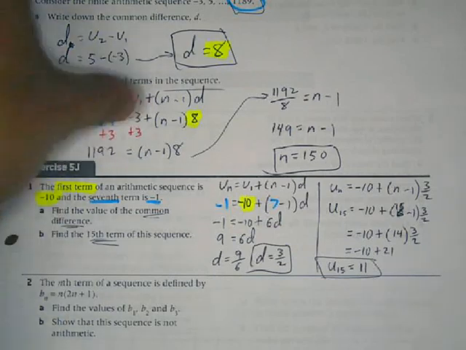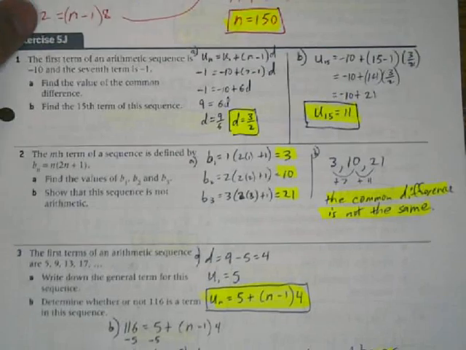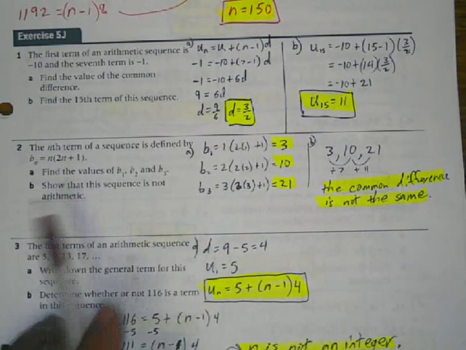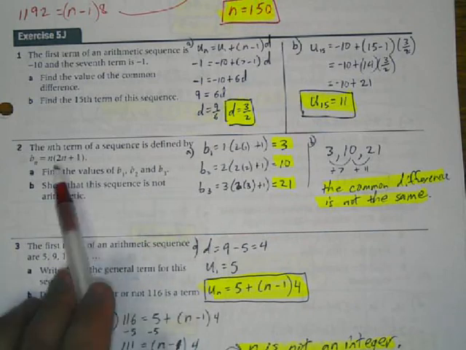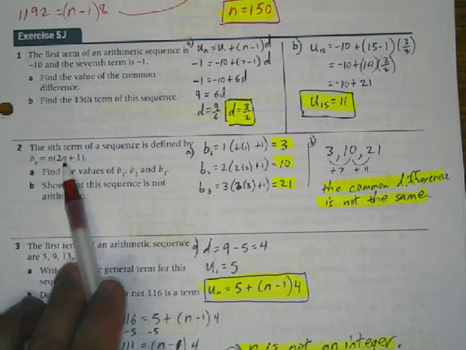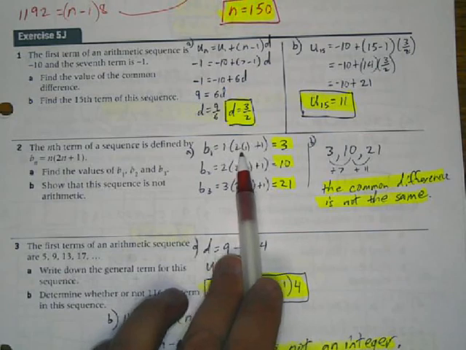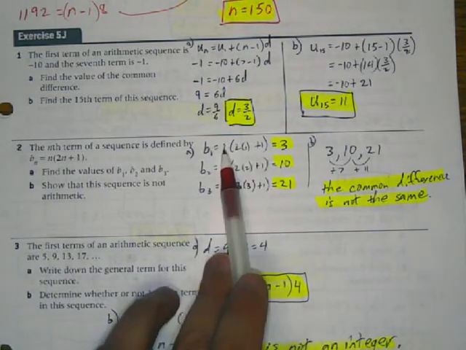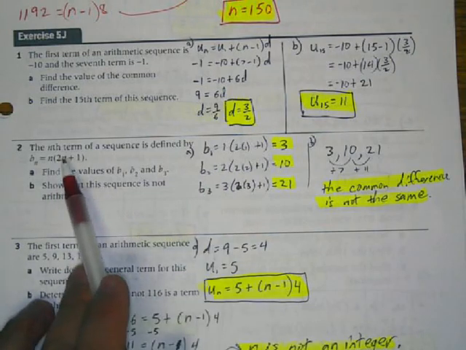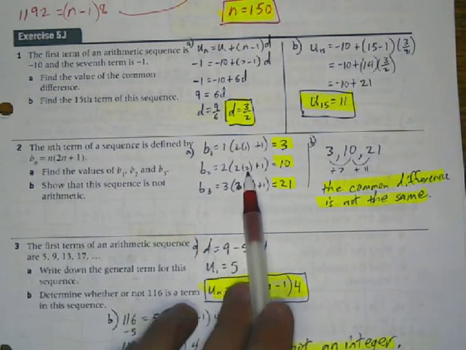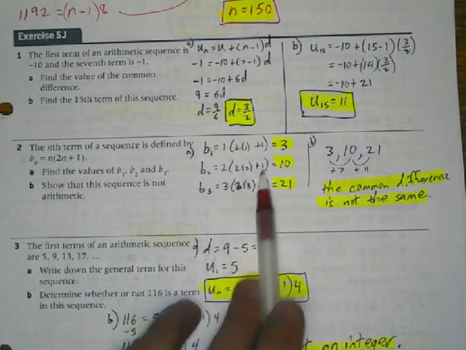Okay. I'm going to walk through doing questions 2 and 3. Find the value of B1, B2, and B3. So what I'm going to do here is plug in 1 for n to find B1. So if I plug in 1 for n, I have 1 here and 1 here. 2 times 1 plus 1 is 3, and then times 1 is 3. If I plug in 2 for n, I've got 2 here and 2 here, so I get 2 times 2 times 2 plus 1. 2 times 2 is 4, plus 1 is 5, and 5 times 2 gives me 10.